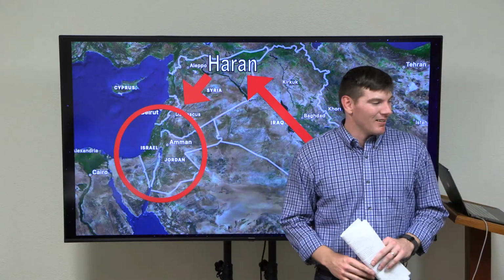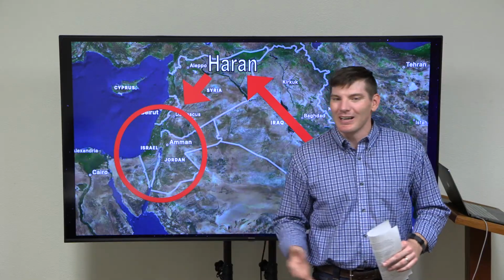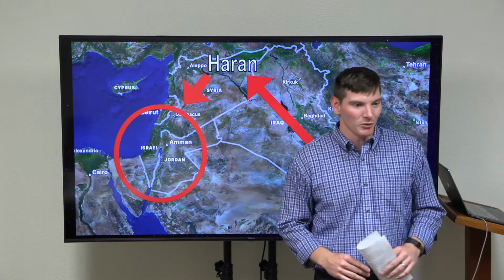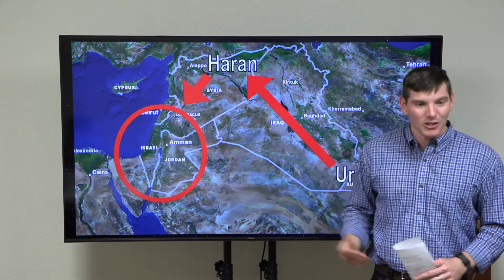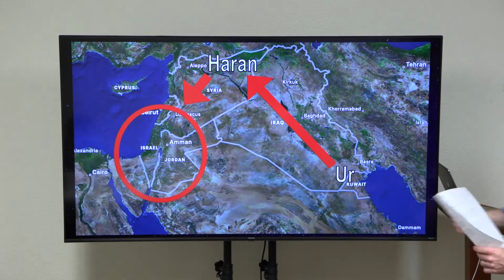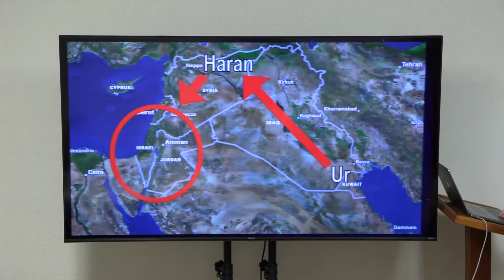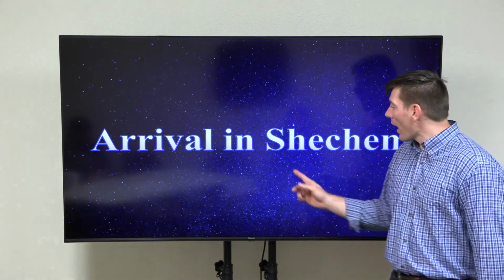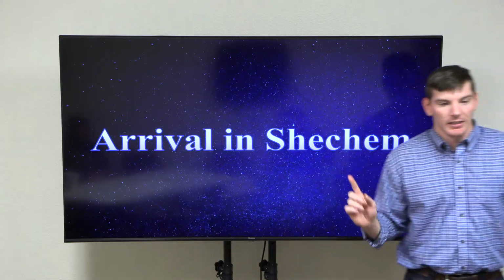Perhaps, sometimes when people pray for traveling graces, maybe Abram was already having traveling graces from the Lord too. He was living the charmed life. He was the man called by God, blessed by God. And so they make it into Canaan quite quickly. So with that, that's going to lead us to the next part, arrival in Shechem.